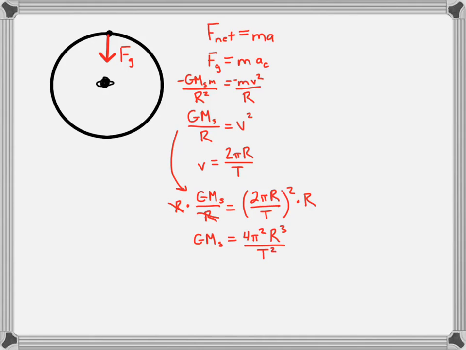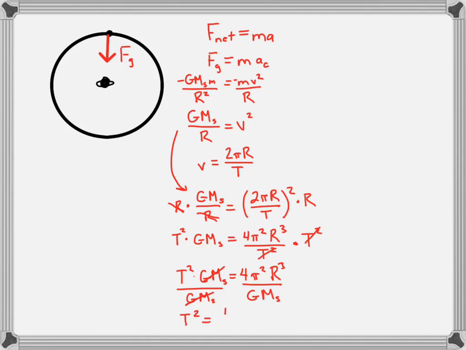So now we have g times the mass of Saturn equals 4 pi squared r cubed over t squared. And then if I multiply both sides by t squared, I get this relationship. And then if I divide both sides by g times the mass of Saturn, I get this relationship. Now, I did this because you may recognize t squared is equal to some constant times r cubed.